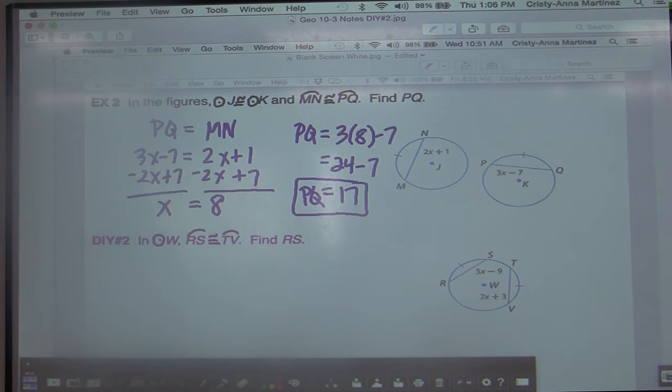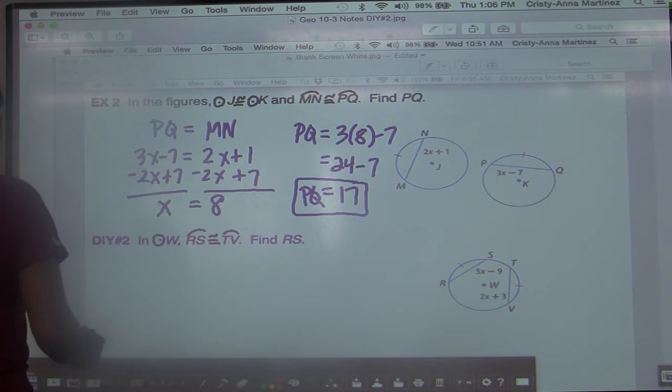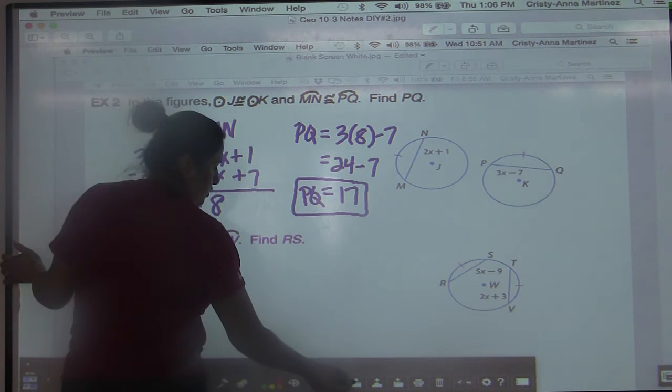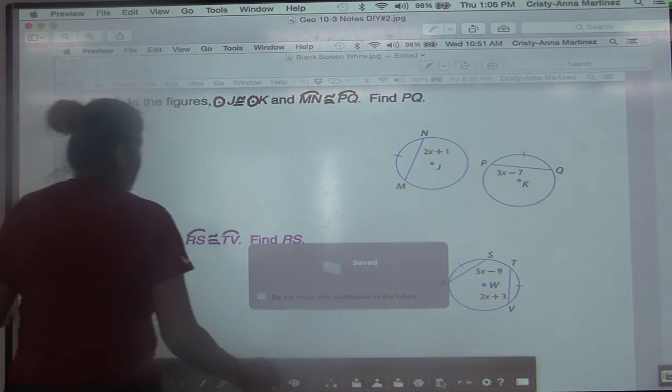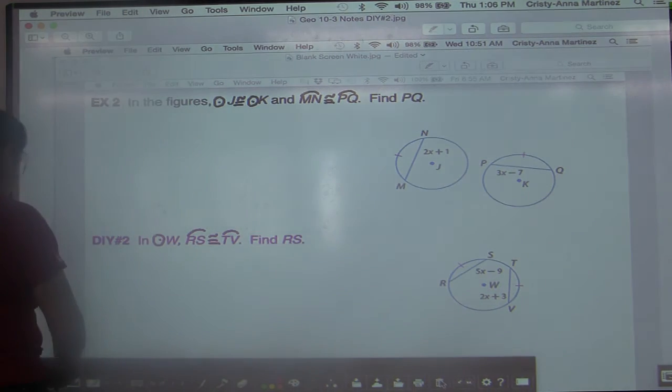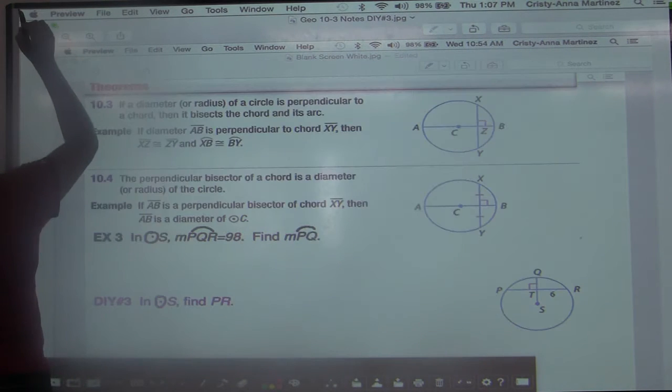So at this point you can do it yourself number 2 in much the same way. And then we will move on to our, oops, I didn't mean to do that. I meant to erase that. Now I've saved it for no apparent reason, but that's okay.